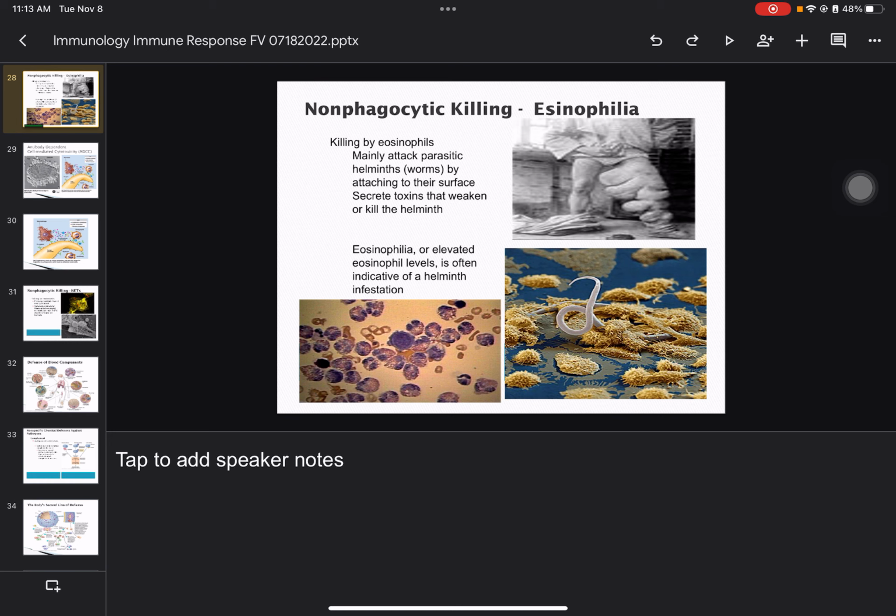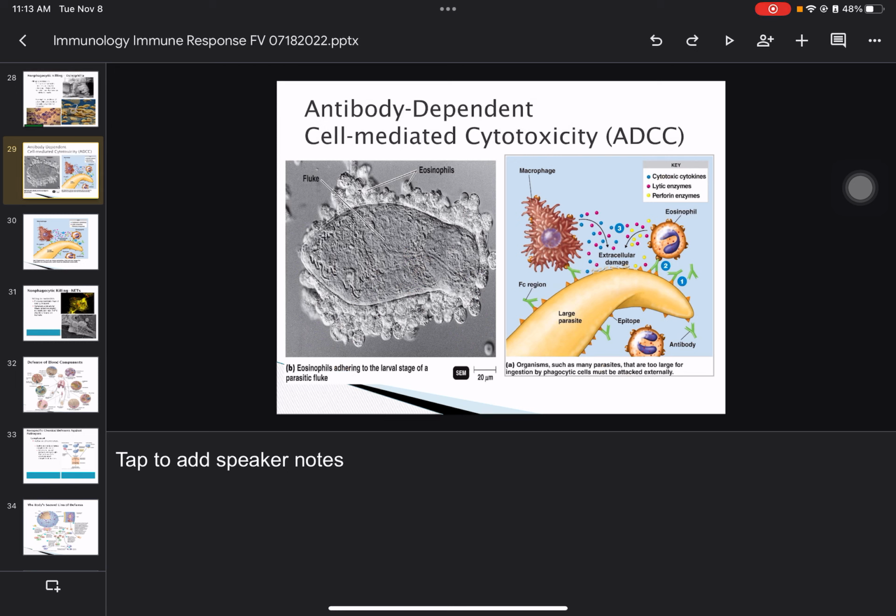Good? So here, look, here's a fluke. Look at all the eosinophils that show up. The fluke doesn't have a chance. It's going to be destroyed.